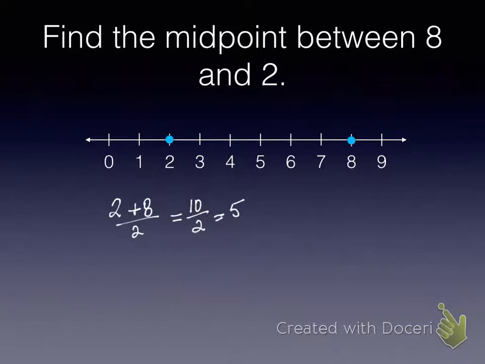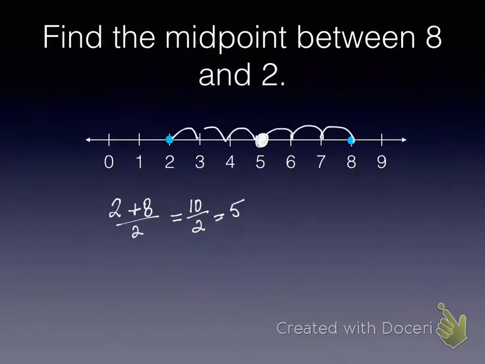Now, always go back to your number line and plot the point and make sure it makes sense. Yeah, it's pretty obvious. 5 is in the middle. Now, of course, today you wouldn't have needed to do that. You could have counted 1, 2, 3, 1, 2, 3 to find the middle one.